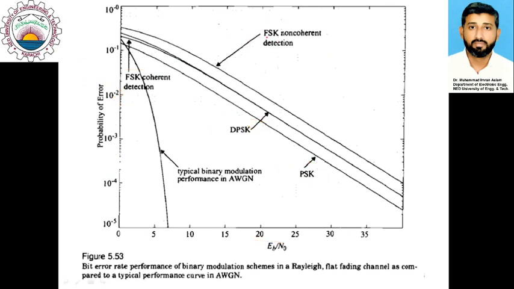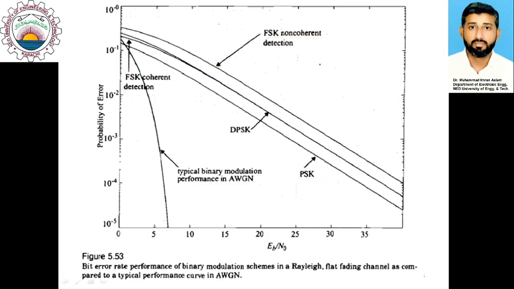You can see that the FSK scheme with non-coherent detection has the highest amount of error. DPSK and coherent FSK exhibit almost the same amount of errors, but the PSK scheme performs better because it has a relatively smaller bit error rate as compared to the other schemes.